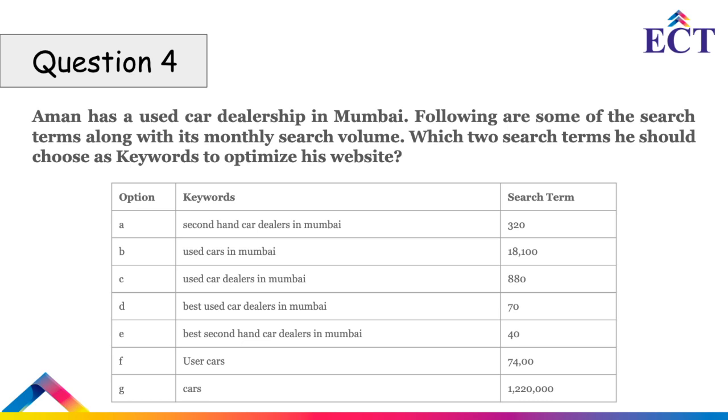Christian Mohan is saying C is less competitive, used car dealers in Mumbai, but relevant. Absolutely. Here another issue, if it is a new website, we cannot take high search volume. All right, we will discuss that. Supriya is saying B and C, used cars in Mumbai, and C is used car dealers in Mumbai. Chanakya is saying FG. Okay. BF. Okay.